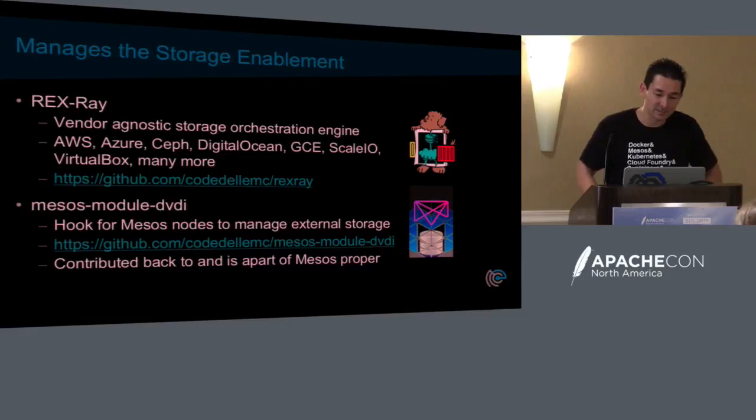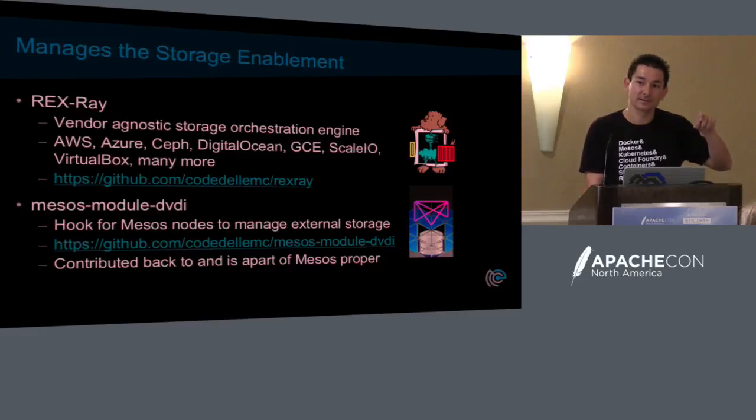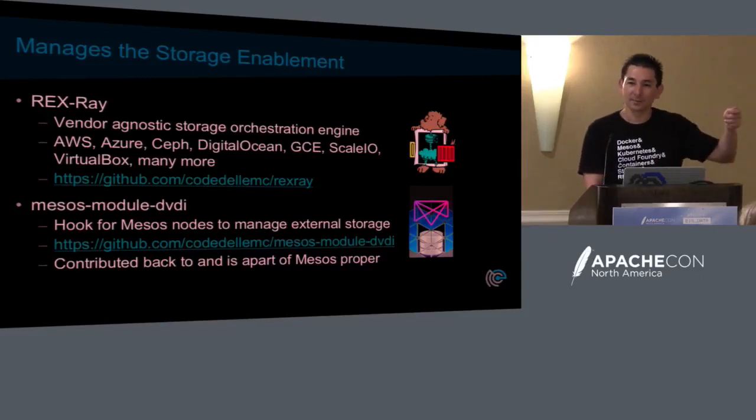And then Mesos module DVDI, for if you're not using Docker workloads. RexRay implements the Docker volume driver interface, so when you're deploying a Docker container that requires external storage, it goes through RexRay. Mesos module DVDI is a Mesos file system isolator. The framework will automatically deploy and configure all this, and it gets hooked up to Mesos on the agent node. It effectively is a file system hook to call RexRay to provision a volume for non-Docker workloads, so using the Mesos containerizer.